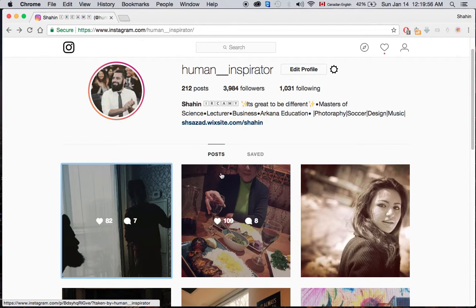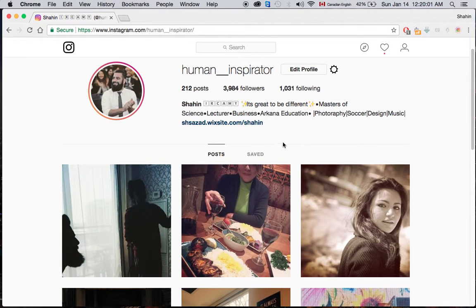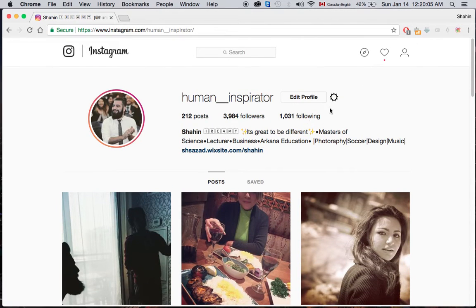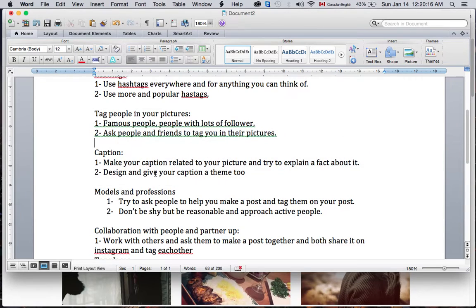So if I want to show it in my Instagram, unfortunately I don't have a section here to show you the tag pictures, because I'm using desktop. But if you go to your mobile, you'll see the tag version beside your pictures, and you can see who tagged you before. And I always try to ask more people to tag you in their pictures.